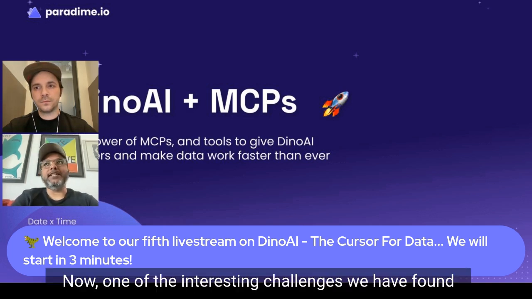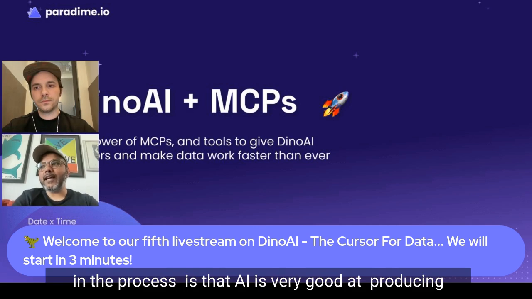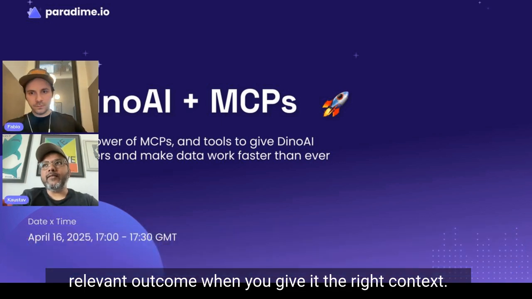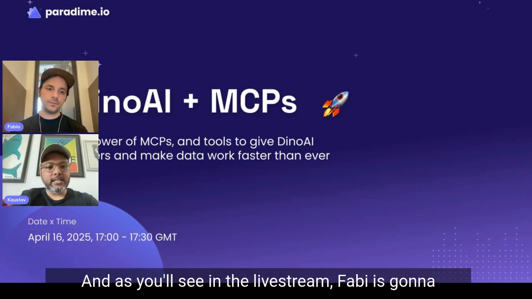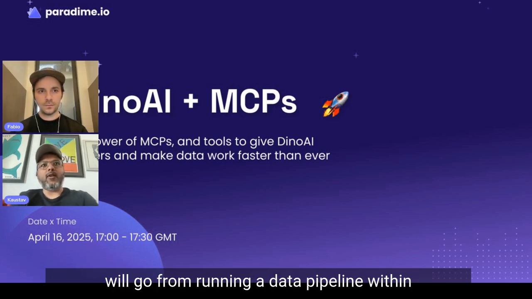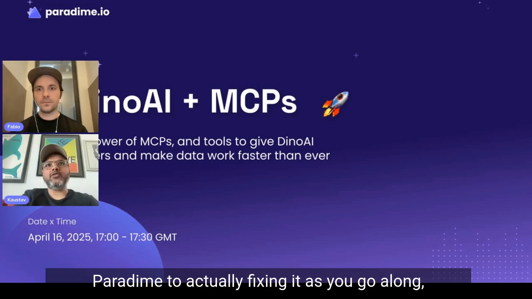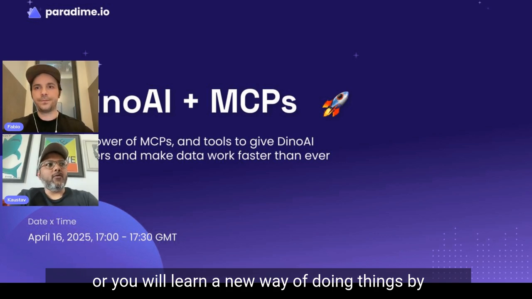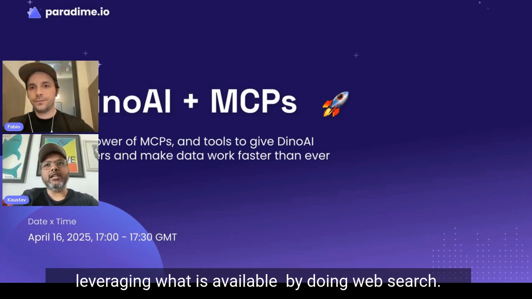One of the interesting challenges we have found in the process is that AI is very good at producing relevant outcomes when you give it the right context. As you'll see in the live stream, Fabio is going to use a very real production scenario where you will go from running a data pipeline within Paradigm to actually fixing it as you go along. Or you will learn a new way of doing things by leveraging web search.